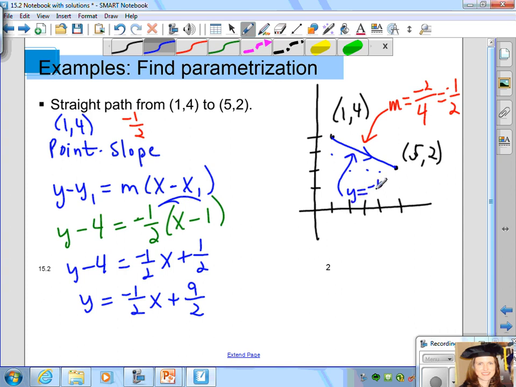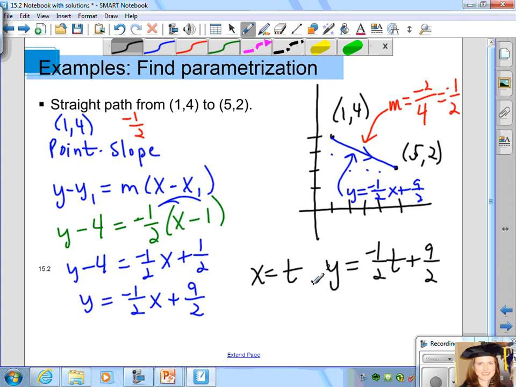y equals negative 1/2 x plus 9/2. So when we come up with a parametrization, we can say let x equal, and we're going to introduce that parameter t, and we're going to let y equal negative 1/2 t plus 9/2. So here's your x equals and your y equals.